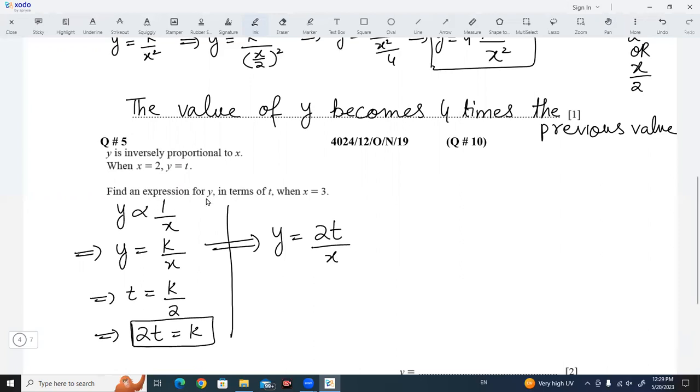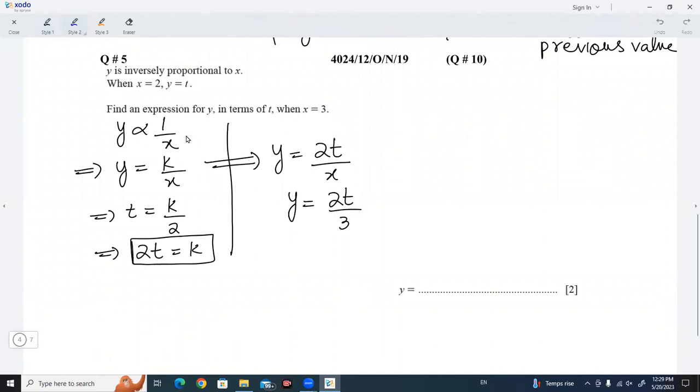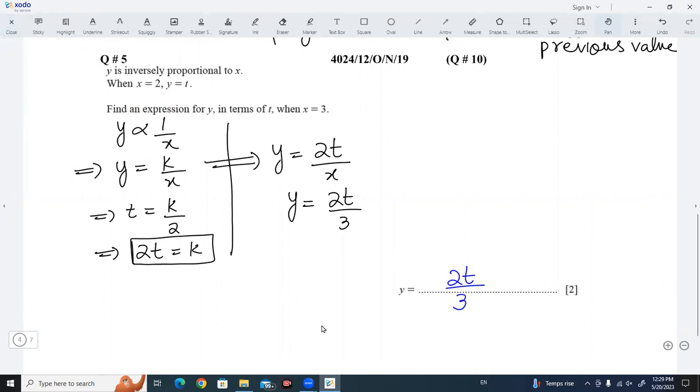In the next step, we have to find an expression of y in terms of t when x equals 3. So replacing the value of x with 3, it becomes 2t over 3. This is the answer. No need to convert into decimal form, because it's a paper 1 question. So the answer is 2t divided by 3. It is an expression in terms of t after replacing the value of x as well. So moving ahead to the next question, question number 6.